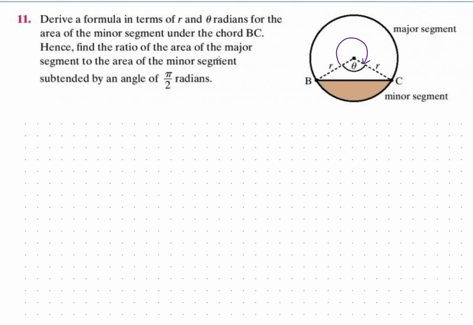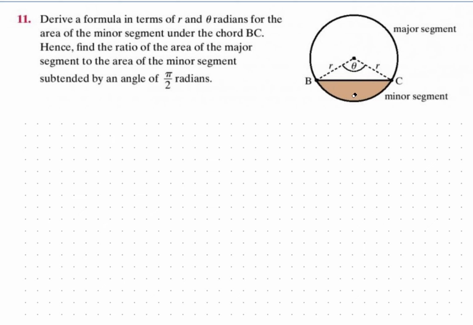In this video we're going to take a look at calculating the area of a sector of a circle, the area of a triangle, and the area of the segments as a result. So the first thing they're asking us to do here is to derive a formula in terms of r and theta radians for the area of the minor segment.